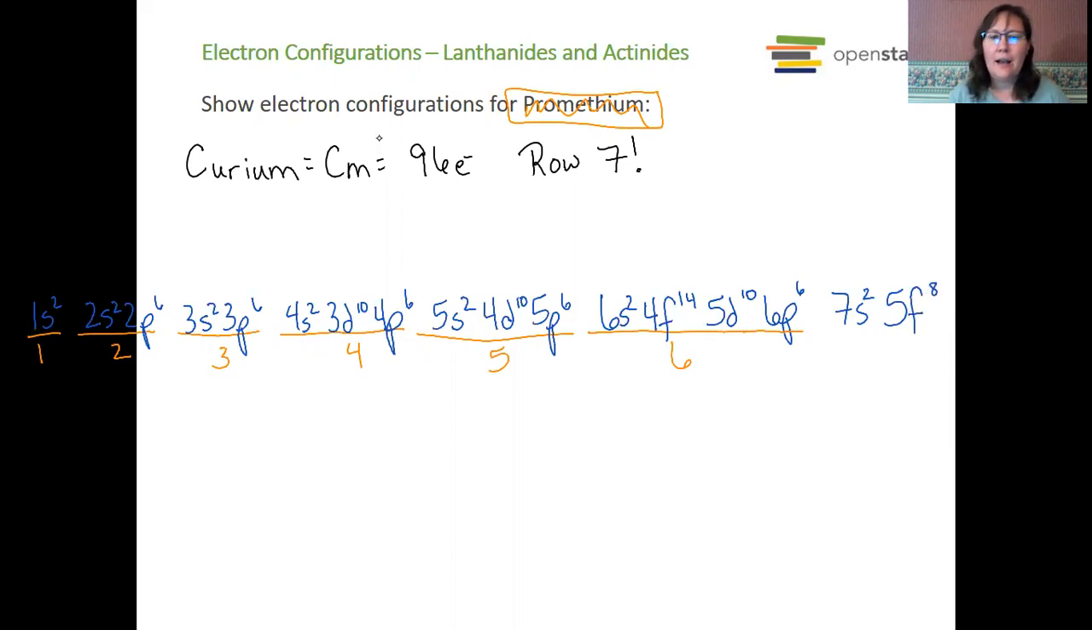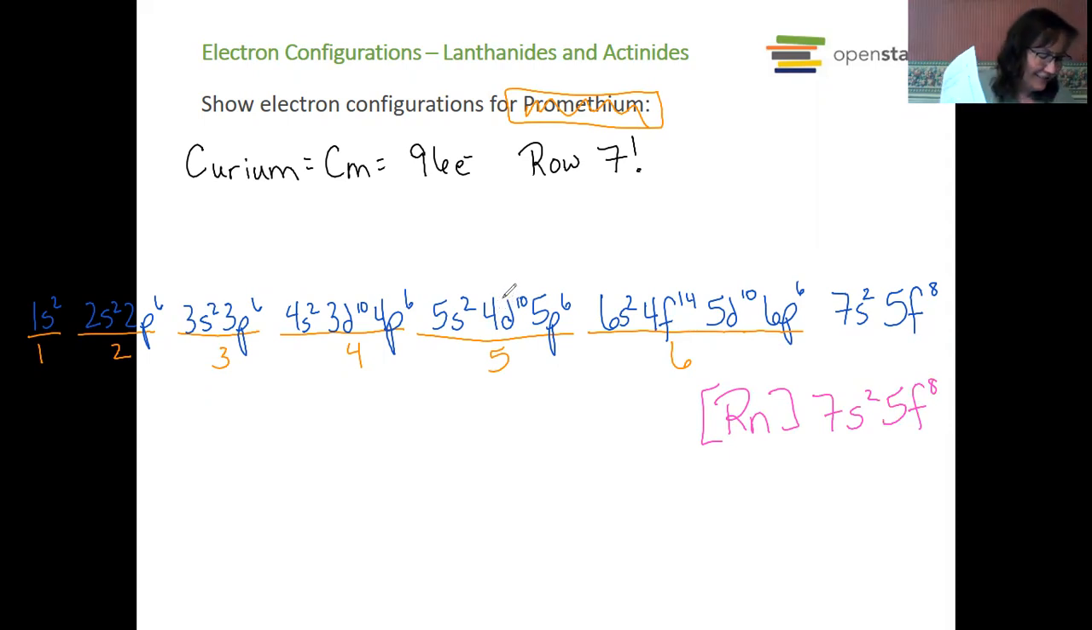Okay, and then I could say, well, here, my row 6, I end with a 6p6, and that is going to be radon, and I'm just looking backwards at the previous noble gas, 7s2, 5f8. Okay, a lot to that one. All right, let me see where I'm at. There we are.